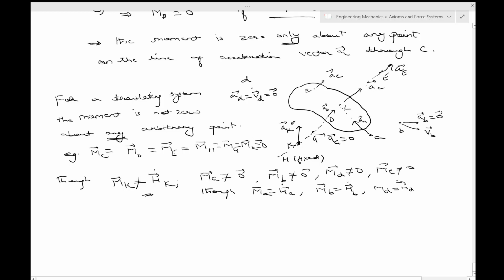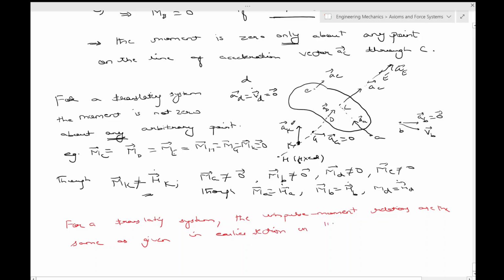Okay, so you should now check for yourself that for a translating system, the impulse moment relations are the same as given in, say, an earlier section where we had discussed the impulse momentum. So let me just write, in earlier section on impulse momentum relations.